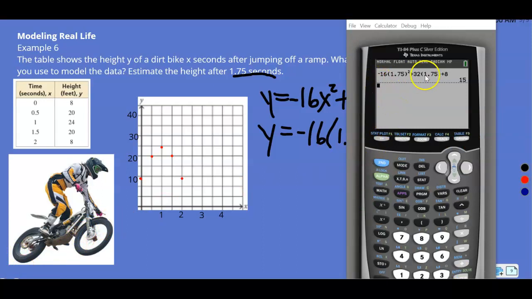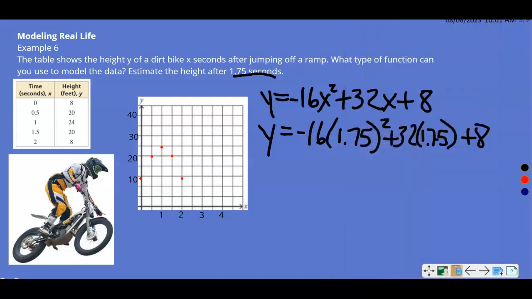All right, hopefully you took your calculator and you typed it in just like the equation we wrote, negative 16 times 1.75 squared plus 32 times 1.75 plus 8. Remember, it asks us to estimate the height after 1.75 seconds. All right, does 15 make sense? We can look down here. 1.75 would fall in between 1.5 and 2. Does it make sense that that's 15? And it does look like that would fall along that curve. So that does make sense.